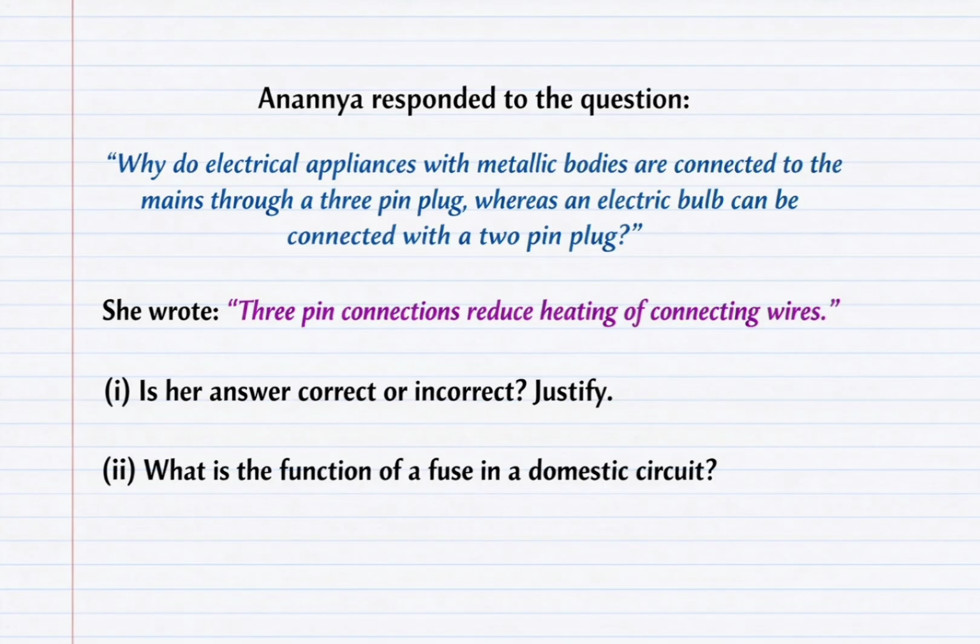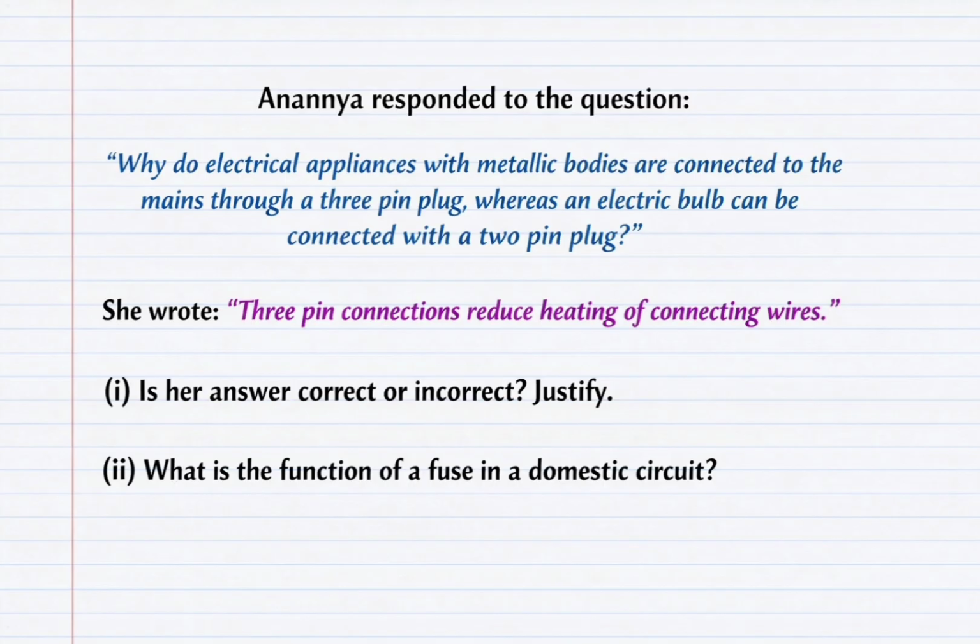Why are electrical appliances with metallic bodies connected to mains through a 3-pin plug, whereas an electric bulb can be connected with a 2-pin plug? She wrote, 3 pin connection reduces heating of connecting wires. So the first question is, is her answer correct or incorrect? Justify. Second question, what is the function of a fuse in a domestic circuit? First we'll solve the first one.